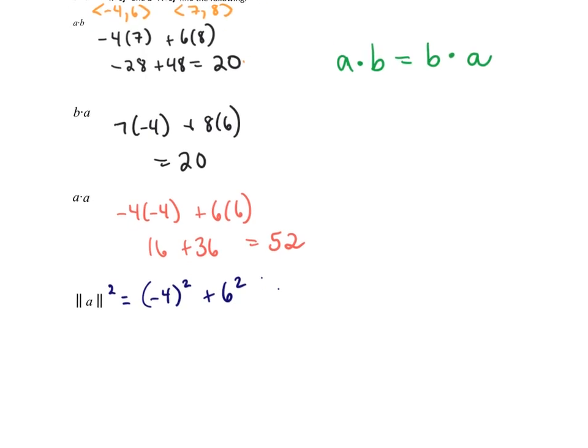So the magnitude squared is going to equal 16 plus 36. So the magnitude of A squared is going to equal 52. So when I take the square root, the magnitude of A is equal to the square root of 52. So the dot product gives you a single number, as does magnitude. Magnitude is how long it is, and the dot product is between two vectors, and it's just a special number.